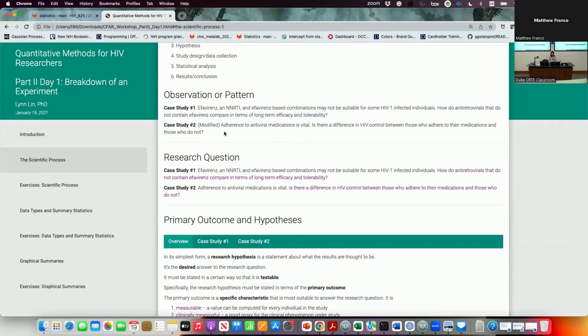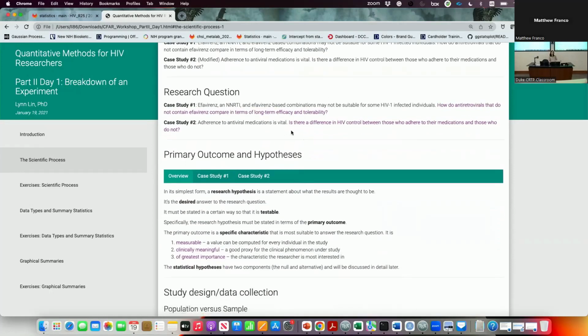And for the second case study, this is some modified content. The observation is that adherence to antiviral medication is vital. This is people's understanding about this fact. Then one natural question generated from this observation is whether there is a difference in HIV control between those who adhere to their medications versus those who do not. So naturally, they stratify those people into 2 groups: one adheres, one does not. Then we want to see whether there's any difference in terms of HIV control.